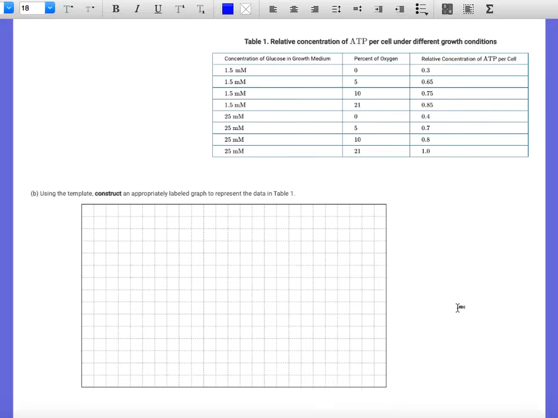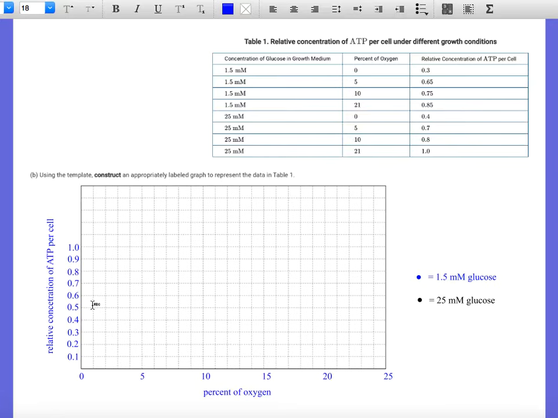So there's a couple of different ways you could probably represent this data, but for our purposes, I'm just going to say, okay, this reminds me of the cellular respiration experiment that we did, except we were measuring oxygen consumption instead of ATP. But you still had 1 or 2 experimental groups that you were taking data on. So it doesn't really matter what you put where. I put percent of oxygen, I think. How did I do it? Yeah, I put percent of oxygen here on the X or horizontal axis, relative concentration of ATP per cell up here. I don't really think it matters which one you do.